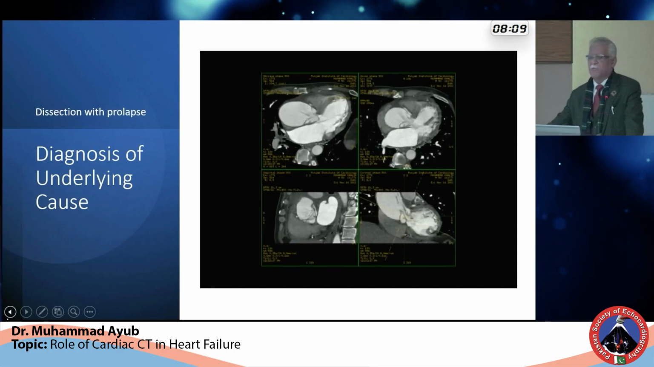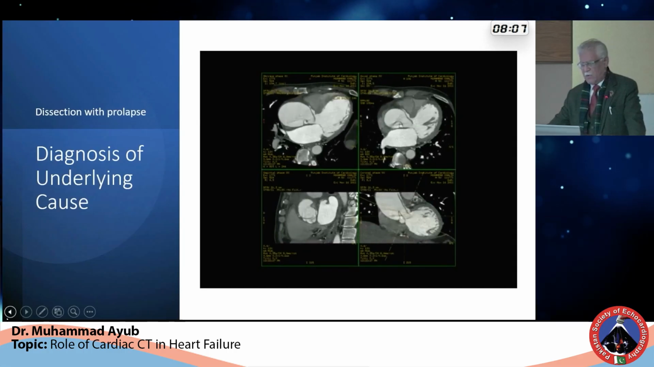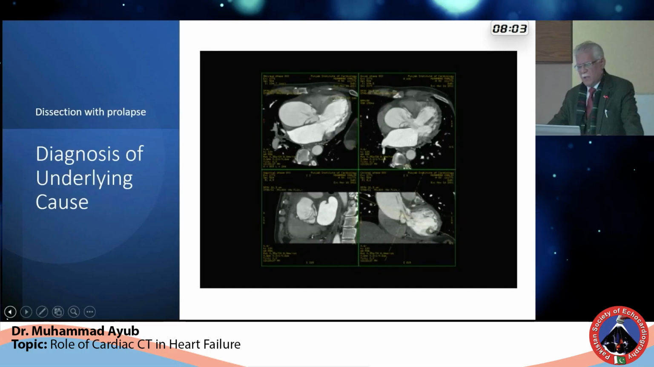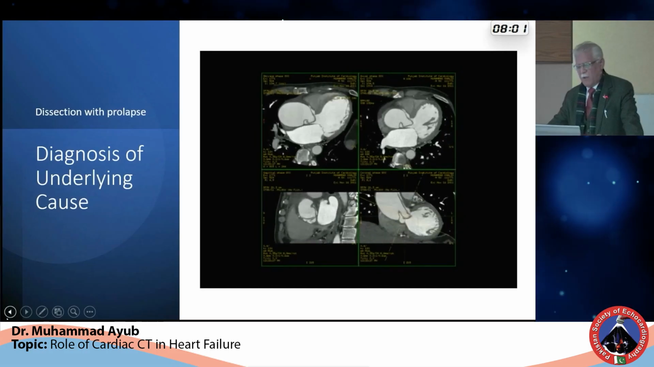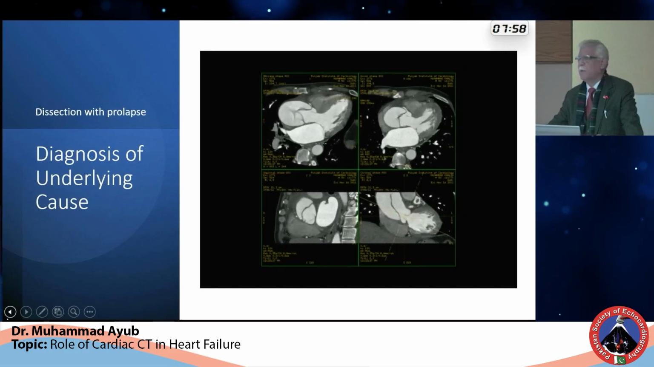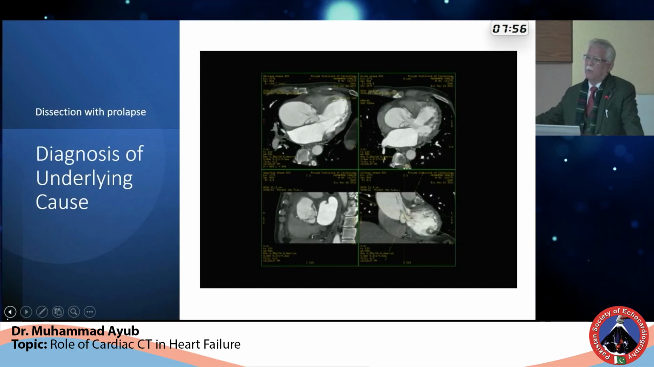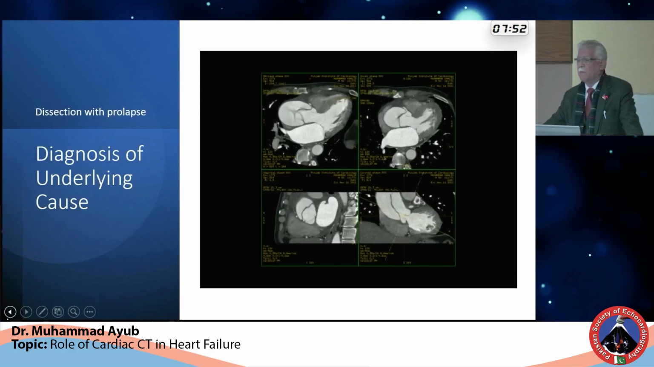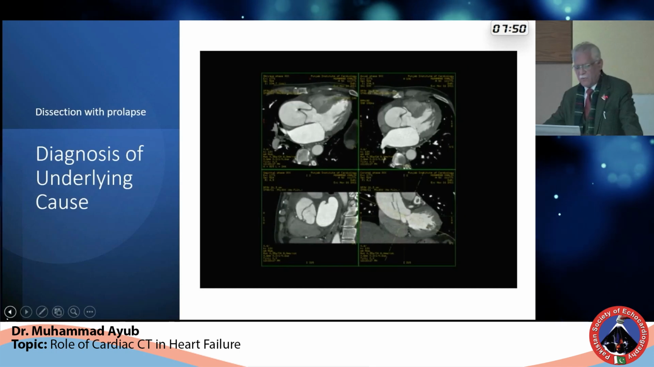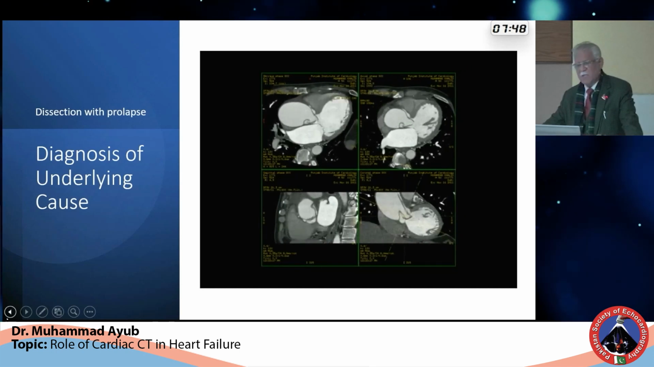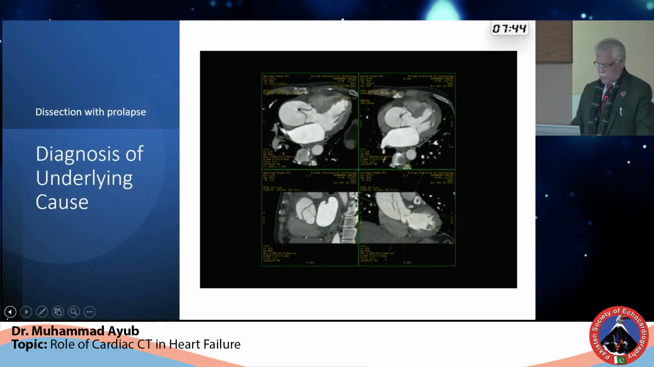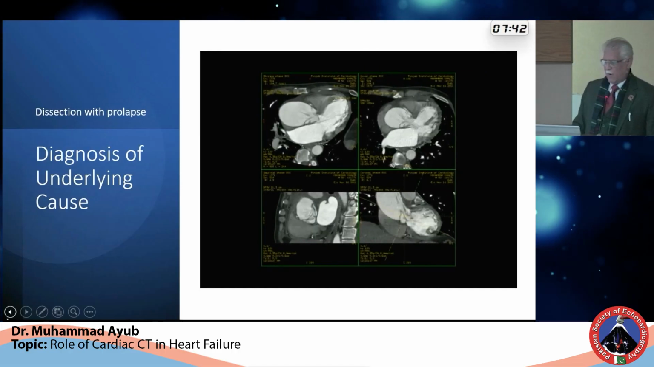In patients with suspected aortic dissection, you can get very good information with cardiac CT. You can see the flap, and sometimes this flap may be prolapsing through the aortic valve into the LV and may be impairing the aortic function, and this can be very nicely seen with cardiac CT. And these patients may be cases of heart failure as well.